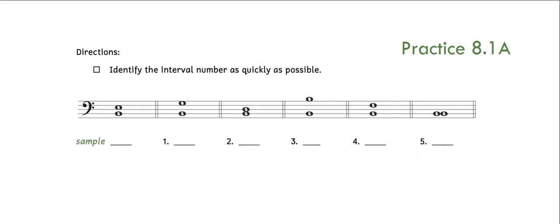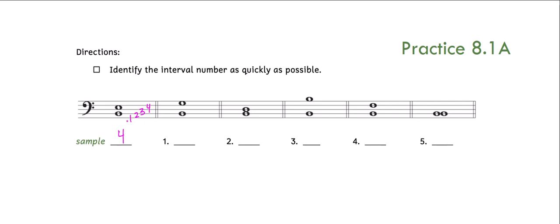Directions. Identify the interval number as quickly as possible. I'm going to go ahead and do the sample. Now remember, when you're counting interval numbers, you always start with 1 on the bottom. So B would be 1, C would be 2, D would be 3, and E is 4. So this is a fourth. We say fourth, but we write the number 4.